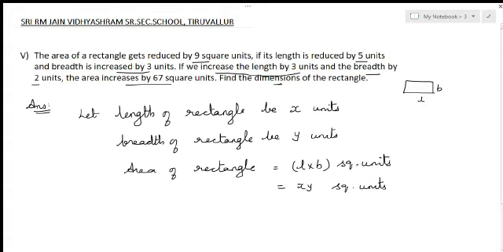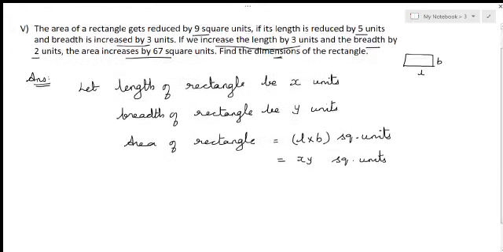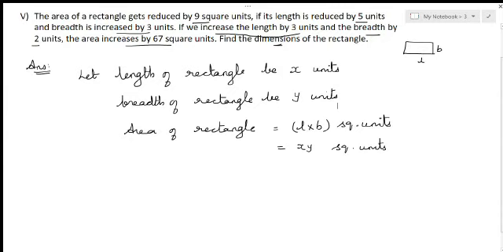Now see the first condition. They have given that the area of the rectangle gets reduced. Reduced means minus. If length is reduced by 5 and breadth is increased by 3, that means x minus 5 into breadth increased by 3. Increased means addition, y plus 3. Then the area gets reduced by 9 square units. What's our area here? xy minus 9. Minus 9 means the area gets reduced.